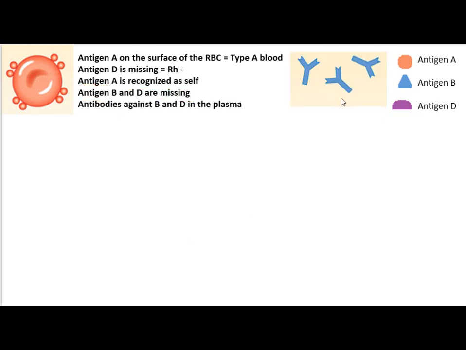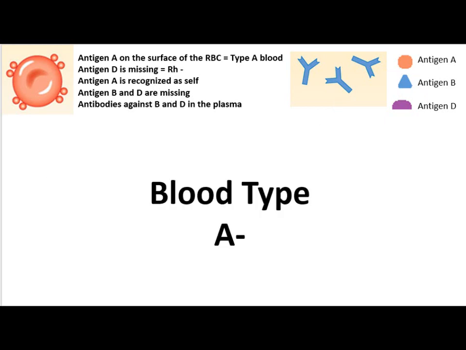So here is the plasma. In the plasma, you have antibodies against B. Basically, those antibodies are against this antigen. Any cell that has this antigen, this person's antibody will attack it. Now, our conclusion for this one is that this is blood type A minus.